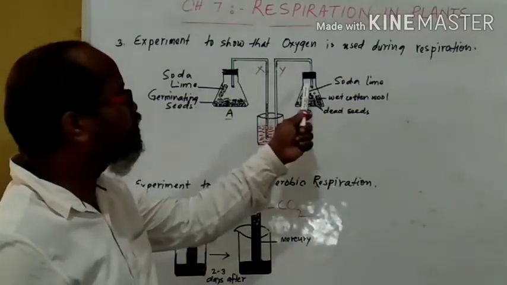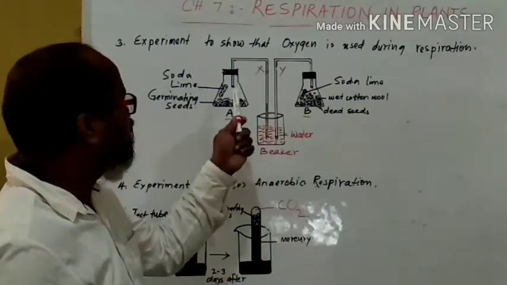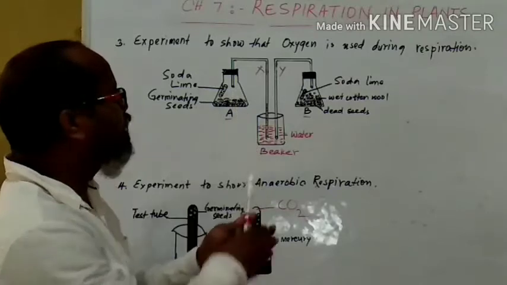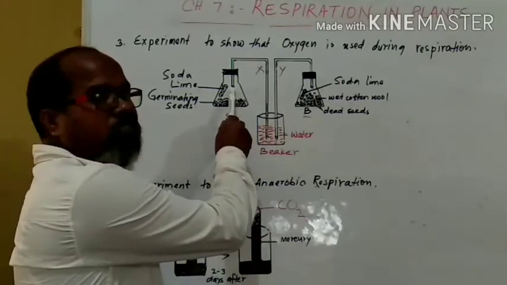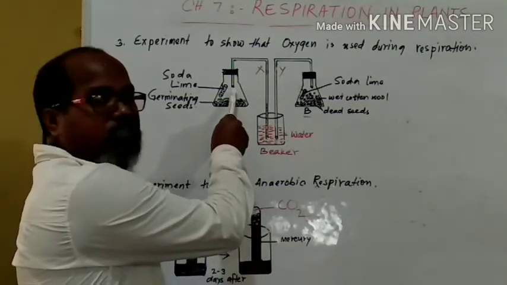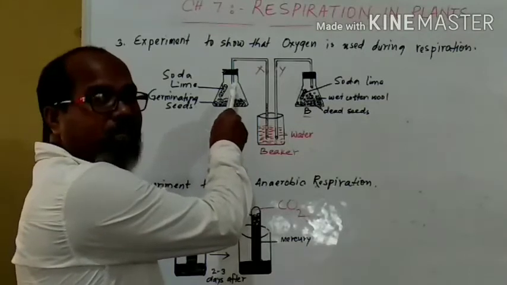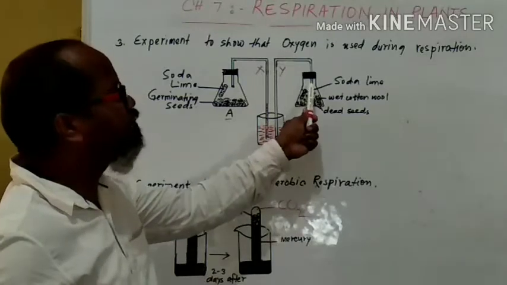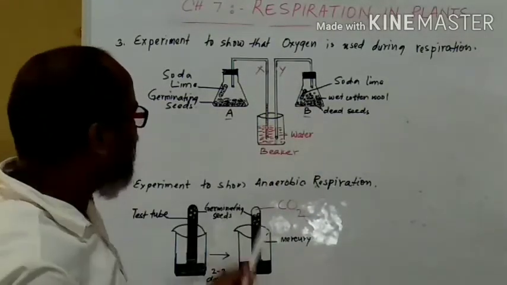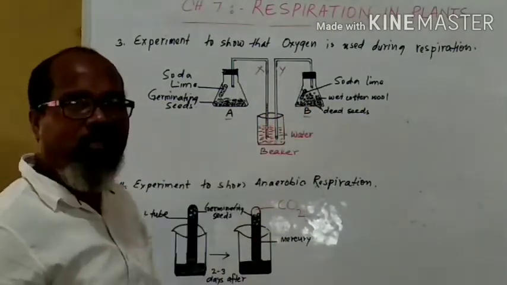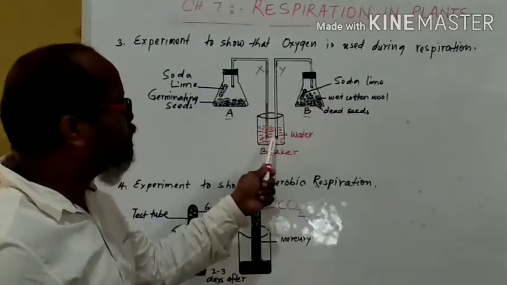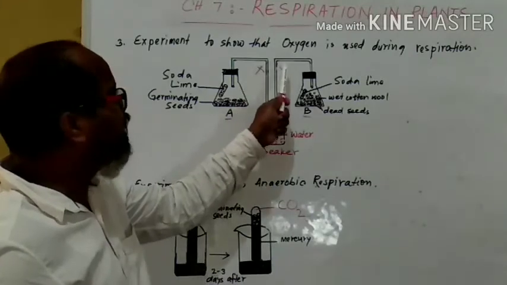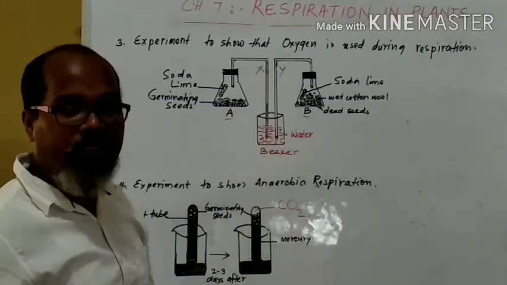So, what is the purpose of this soda lime? The purpose of soda lime is to absorb carbon dioxide present in the space. The space is filled with air, and air contains carbon dioxide. To absorb that carbon dioxide, soda lime is put there. Now these two flasks are connected with the beaker containing water through tube X and tube Y respectively.